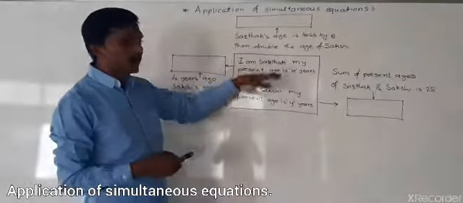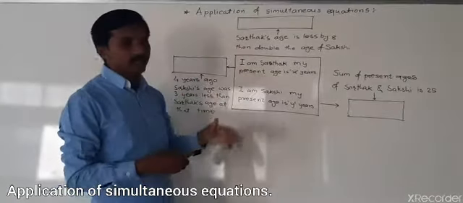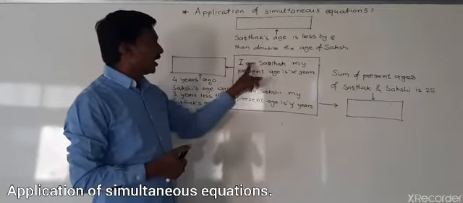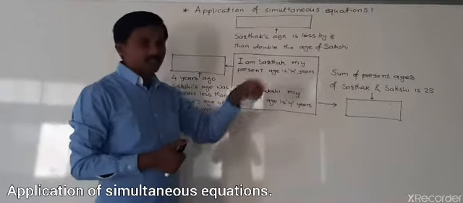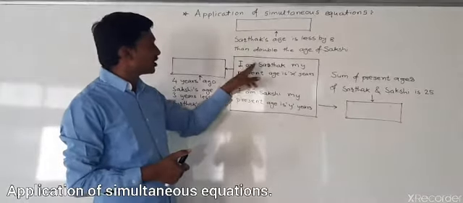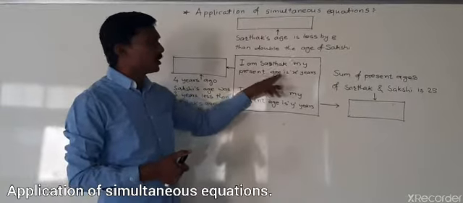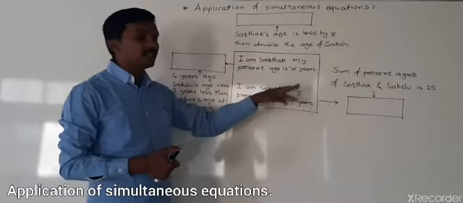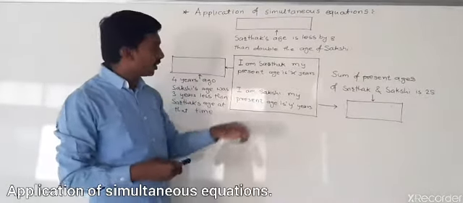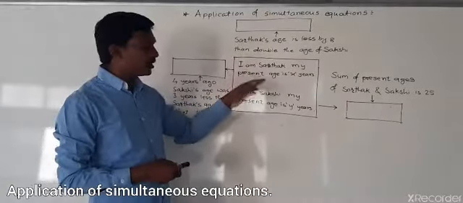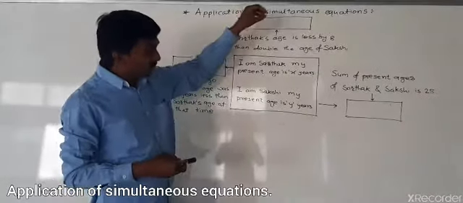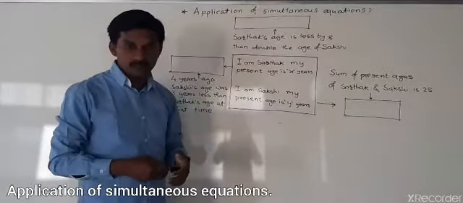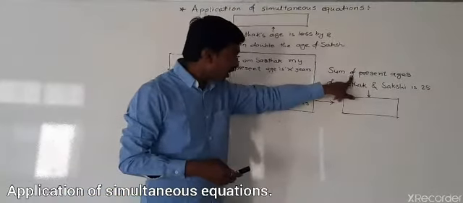Here we have an activity and we have to complete this activity. In this activity it is given that the age of Sarthak, I am Sarthak, my present age is X years, and the second person is Sakshi, I am Sakshi, my present age is Y years. We have two persons, one is Sarthak and another is Sakshi, and some information related to their ages is given and we have to frame the equations. So we will first take this situation.